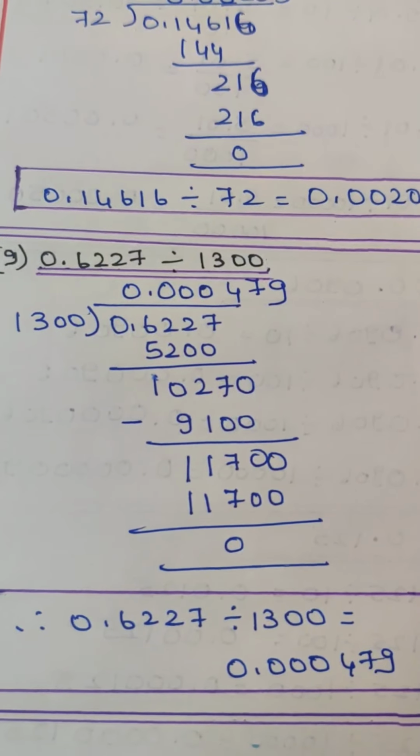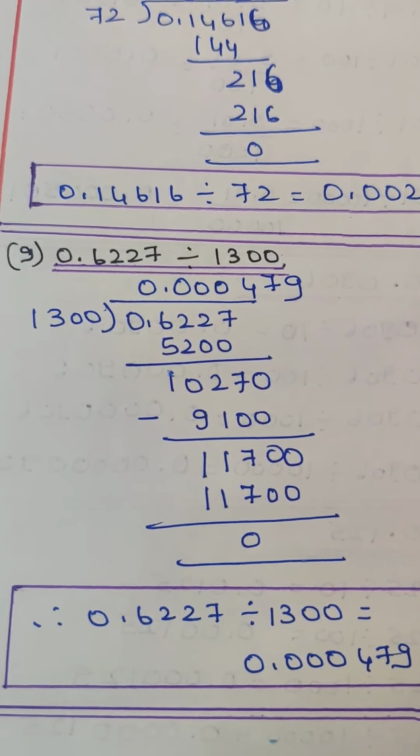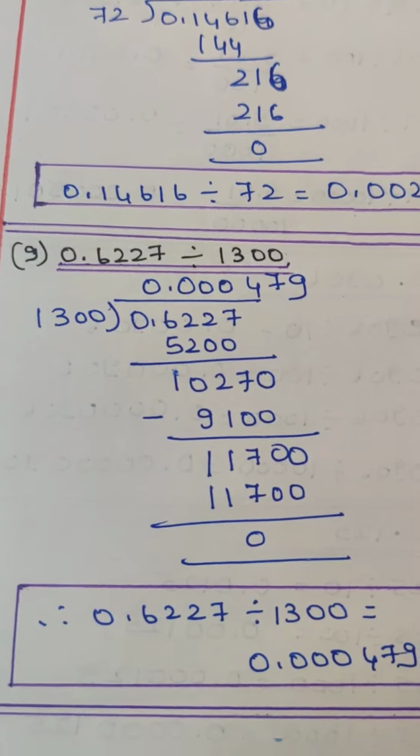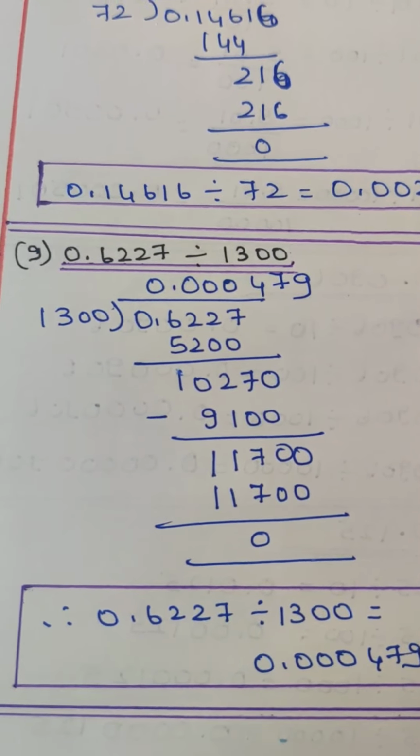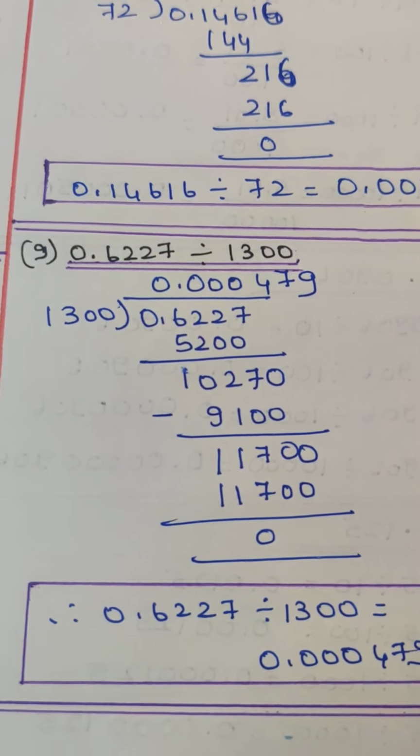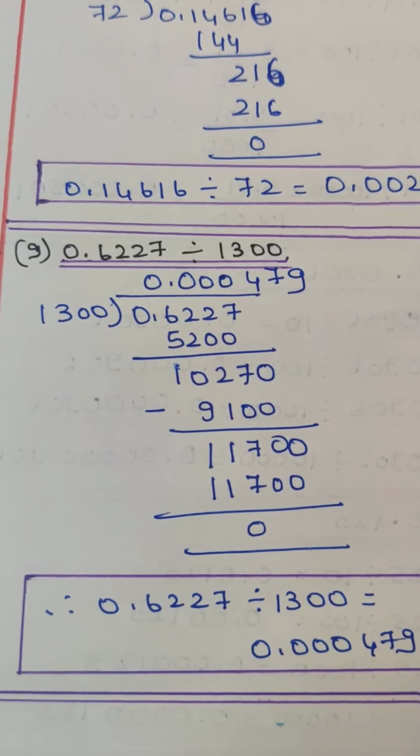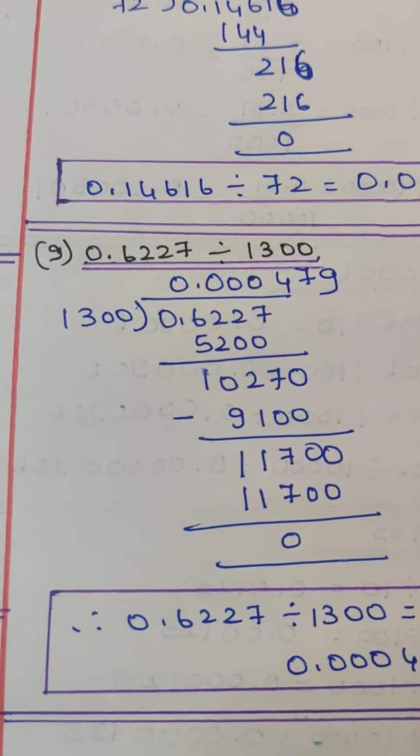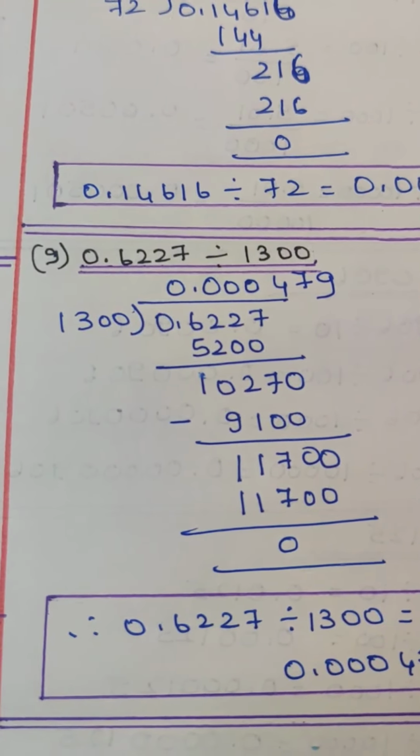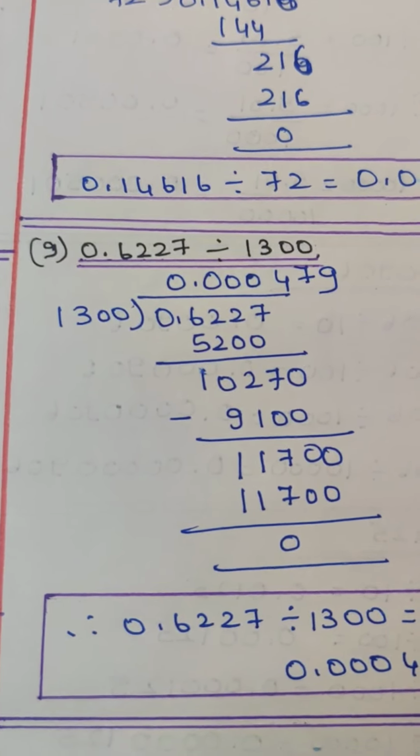Next one is 0.6227 divided by 1300. I'm just pausing for a few seconds for you to understand. Maybe I will give you a little more time. Please understand the division that I have done. And 0.6227 divided by 1300 is nothing but 0.000479. I'm not explaining stepwise, just pausing for a few seconds for you to understand my division.